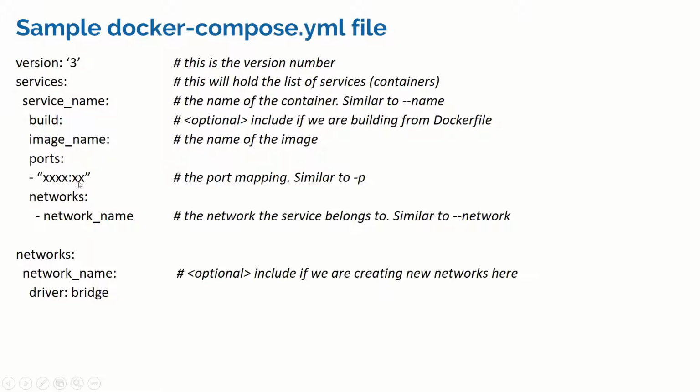The ports that you are going to map from the host to the container, similar to your -p. So this will be that of your host, and this will be that of your container. Networks will be the network where the service belongs to, which is again similar to the network option. If you want, you can define other things like the networks. So it's optional. Unless we are creating our new networks here, we don't need to put this.